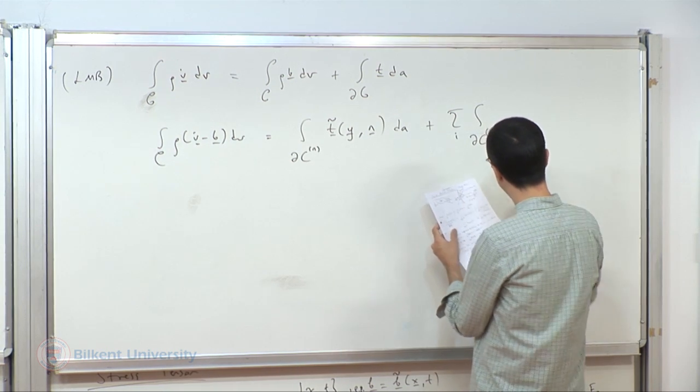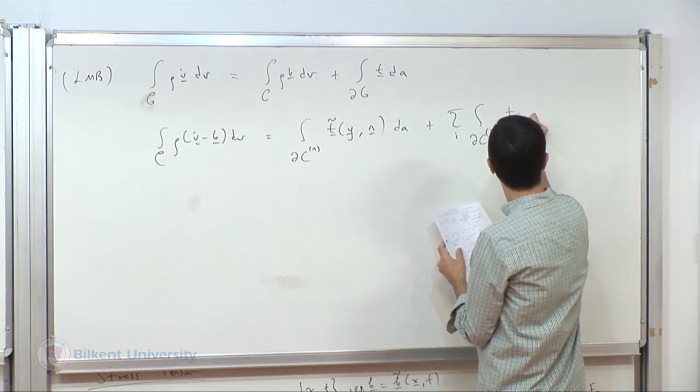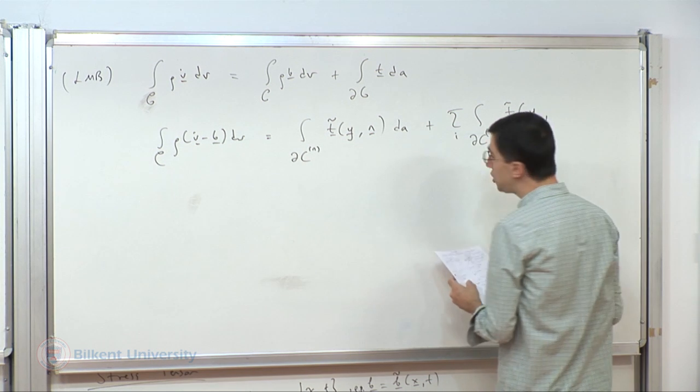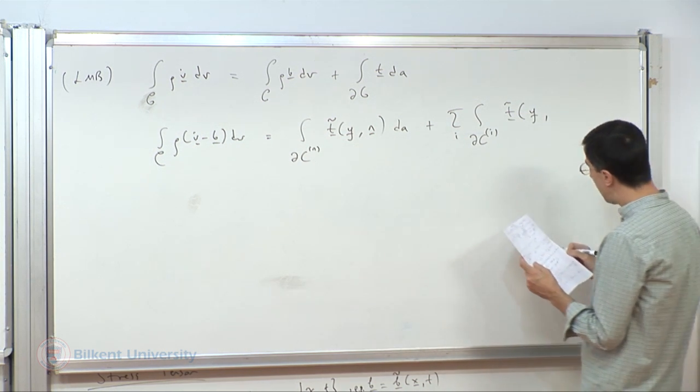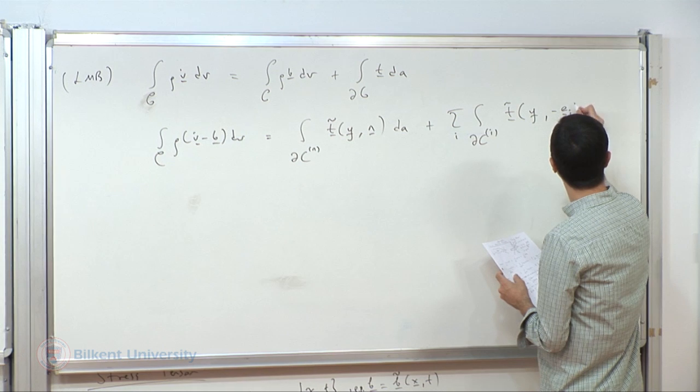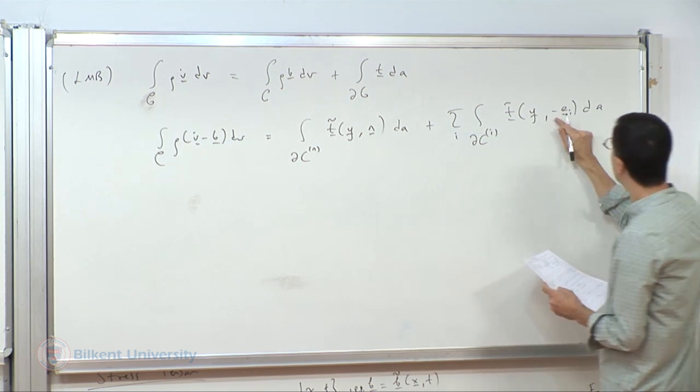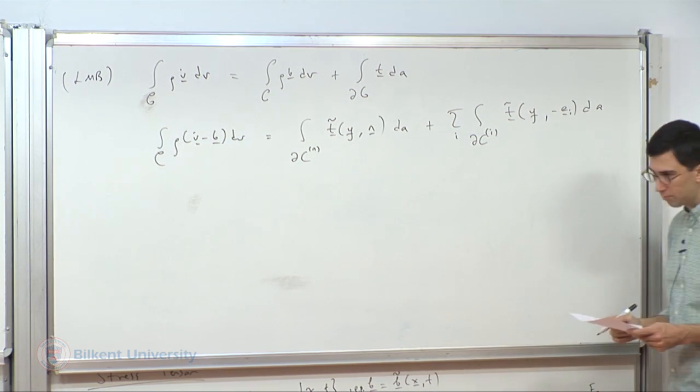Plus sum over the three surfaces, integral over every surface, which is perpendicular to the basis vectors, t tilde, position on that surface, and the outward unit normal. And the outward unit normal in every case is minus e i.